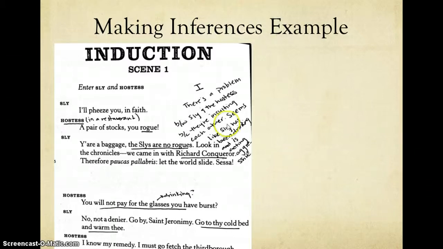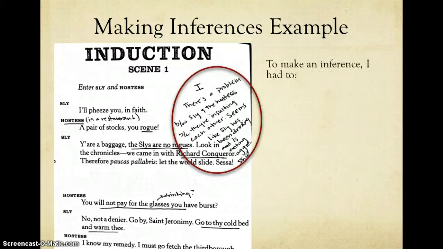But as I read, I made an inference right off the bat, right off the first page. I'm inferencing that there's a problem between Sly, this character Sly, and the hostess, because they're insulting each other, right? Calling each other a rogue, Sly saying he's not a rogue, he actually comes from Richard the Conqueror, talking about how Sly apparently broke some glasses, and the hostess wants Sly to pay for them, but Sly is not having any of that, right?